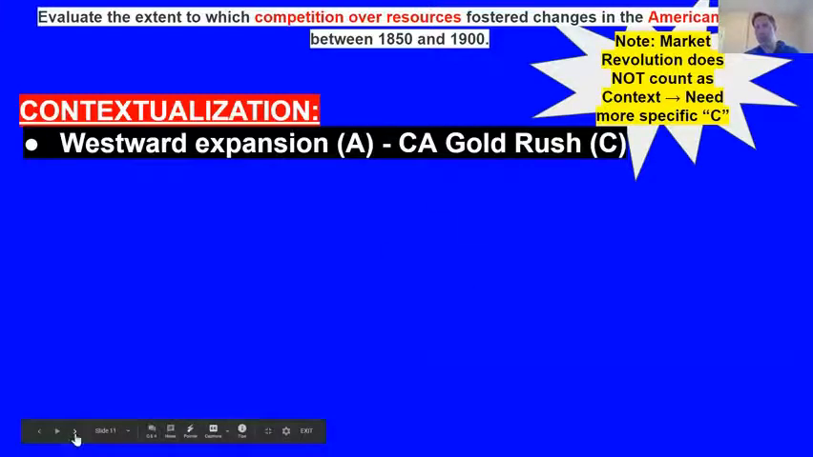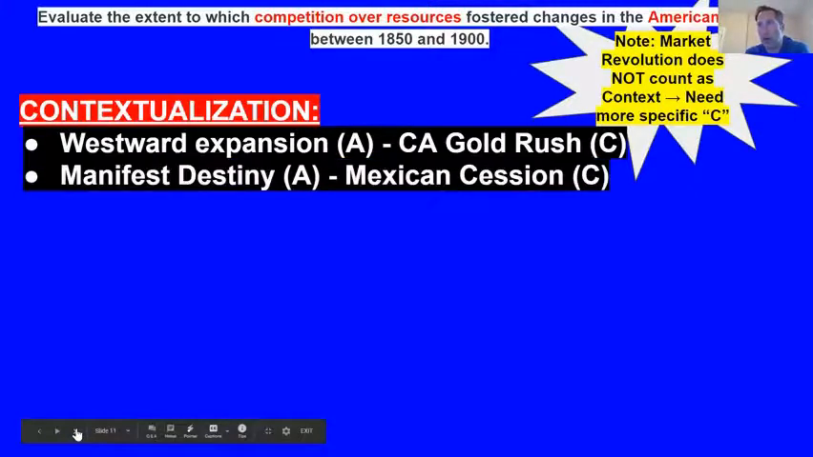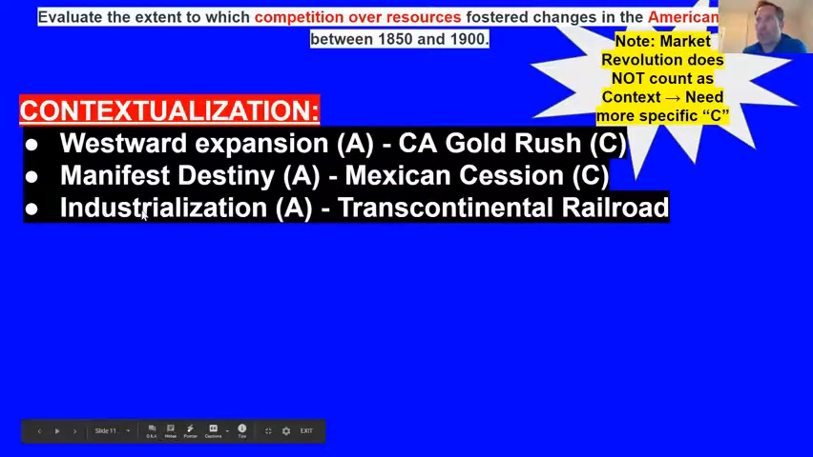By far, though, if you were using that cheat sheet that I went over with you guys last week, overwhelmingly a lot of people did either westward expansion or manifest destiny. Some people did westward expansion as their A and then manifest destiny as their C. That worked. Some people did manifest destiny as their A, and then they did something like the 54-40 or fight or the Mexican Cession as their citation. That worked too. I also had a lot of people that did improved transportation or industrialization and then cited the Transcontinental Railroad.